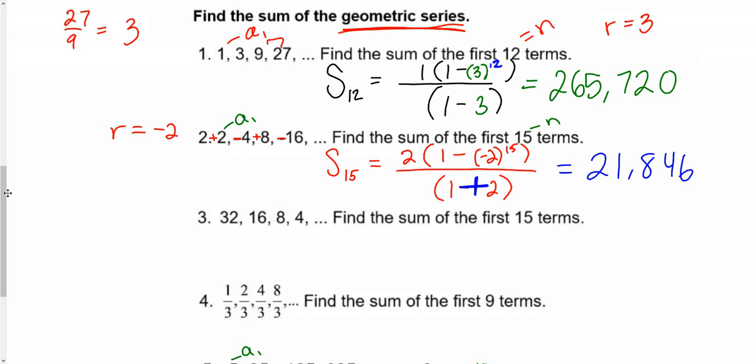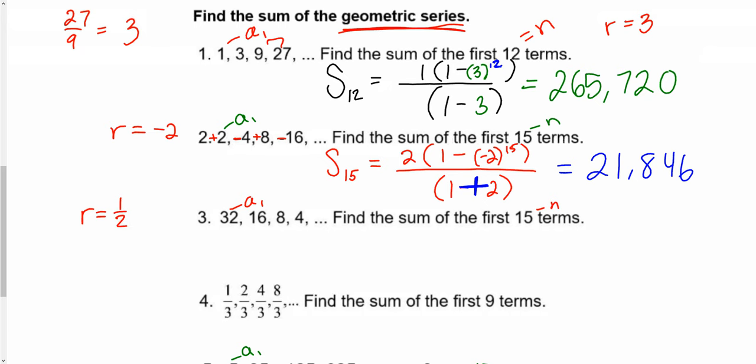Okay, so the last one we're going to do before I let you use the whole class time to get some work done is number 3, because I want you to do one with fractions. I saw that double take, some of you. You're like, fractions? Okay, so watch this. 32 is your a sub 1. 15 is your n. Well, what's your r? Yeah, that's where your fraction comes from.